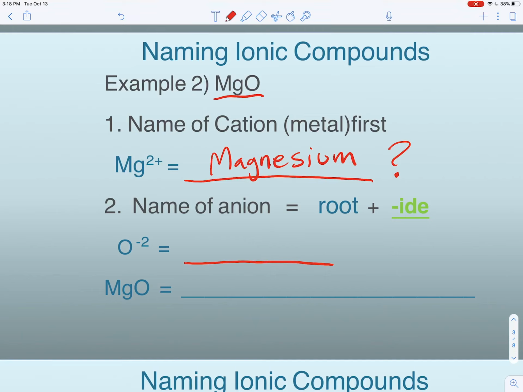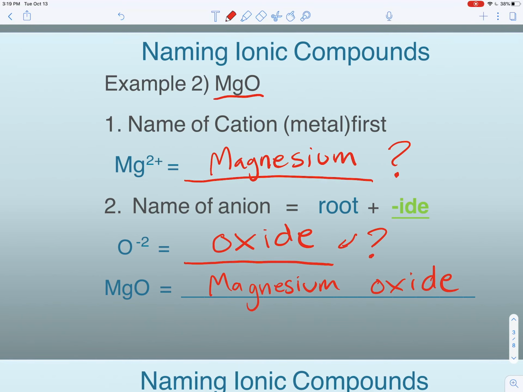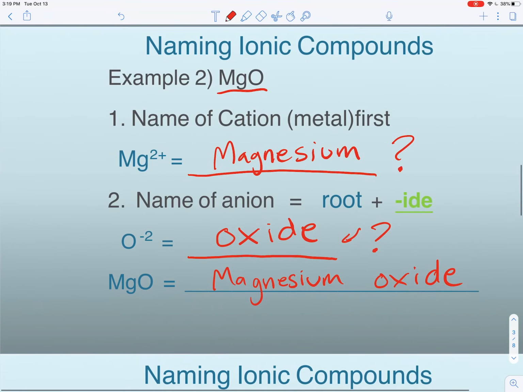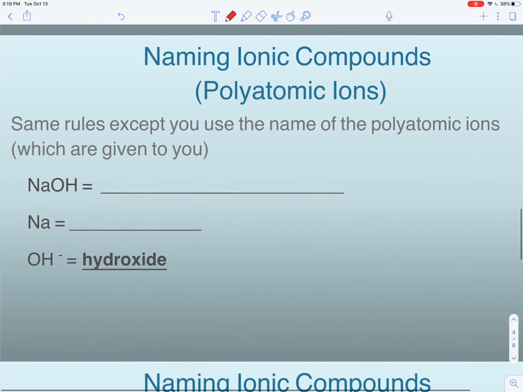How do you think we're going to change this anion here? What would I put in this spot here? What do you think? Oxygen becomes oxide, and then altogether the name is going to be magnesium oxide. All right. Seems pretty easy. Well, it does get a little more complicated.